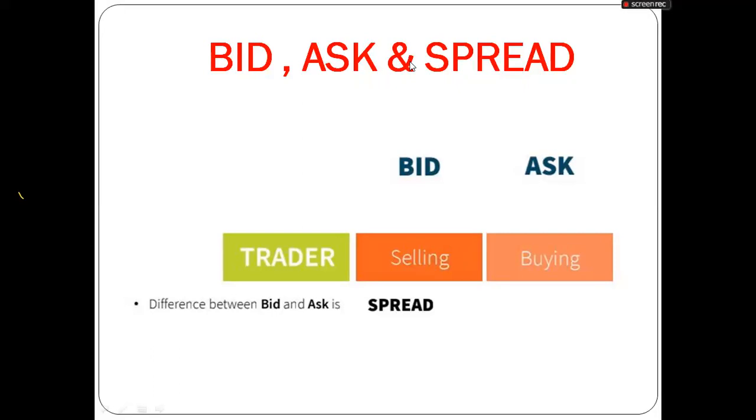So what is bid? Because in Forex, we talk about bid, ask, and spread. So what are they? Now, bid price is the selling price. I want to sell euro with USD, so I'm bidding euro so that I can collect USD in return. And that's bid. So bid is the selling price. Ask is the buying price.